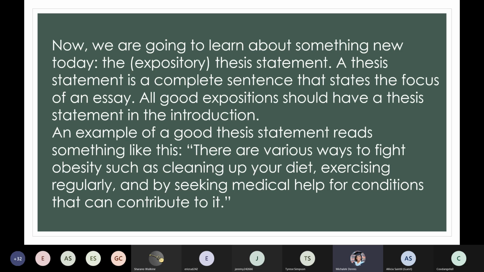Now, where do we say your thesis statement commonly is in the introduction? Where do we normally find the thesis statement in your introduction, students? Or where is the best place to actually put your thesis statement? In your introduction.